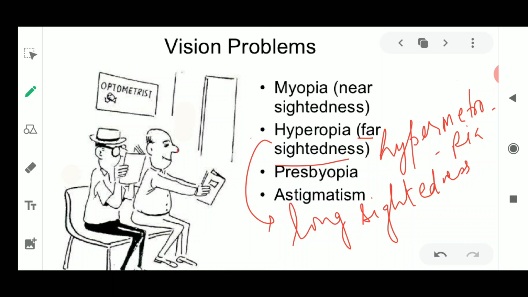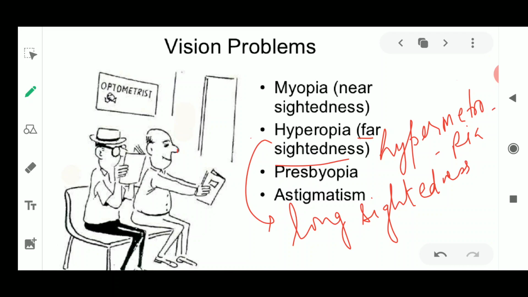So the next vision problem is presbyopia. Again it is a vision problem where the defect of the eye is in old persons, who cannot read clearly without spectacles.